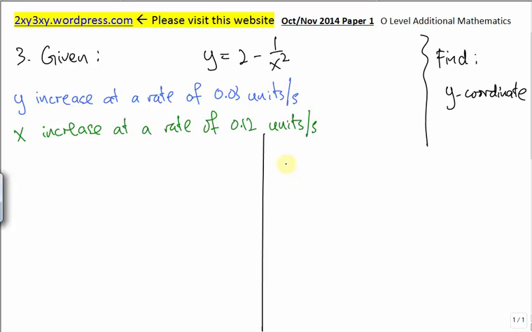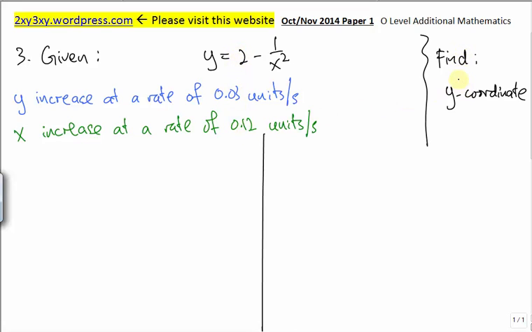It's normally easier to do the question if we can identify which topic the question comes from. The question says y increases at the rate of 0.03 units per second. From this statement, I know that this is a related rate question, under the topic of differentiation. So for related rate, I would like to write down the information given and what we are supposed to find.